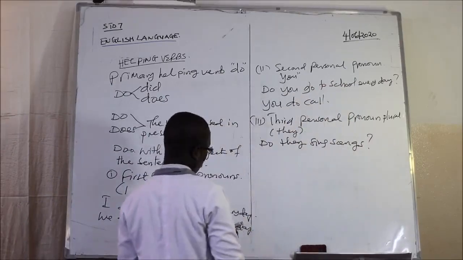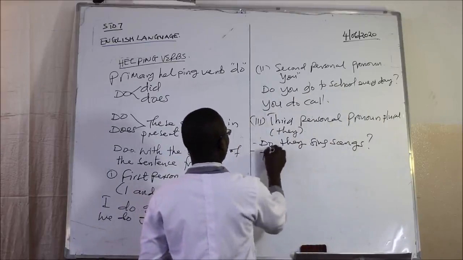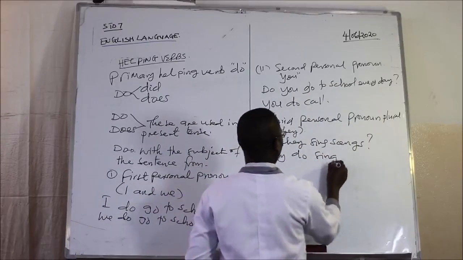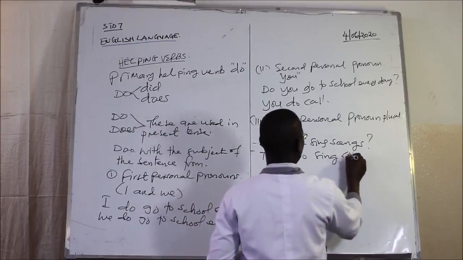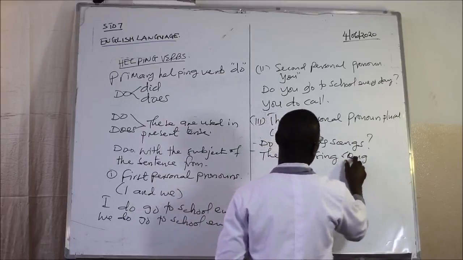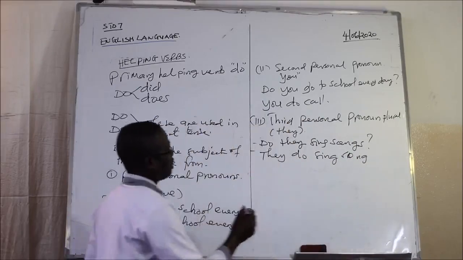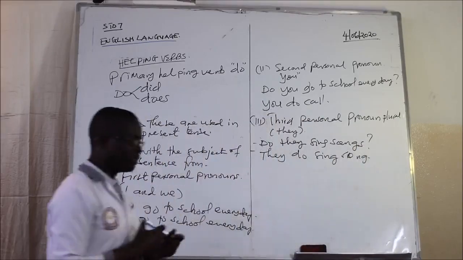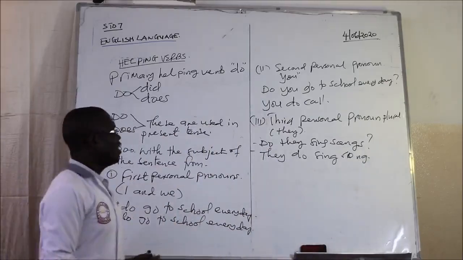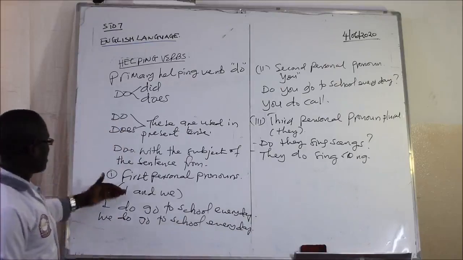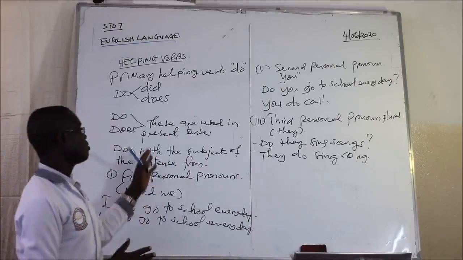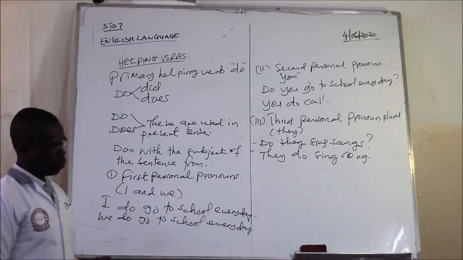Or you can simply say, they do sing songs. Full stop, because a sentence should end with a full stop. They do sing songs. Now here we can simply see the subjects that we use with helping verb do.